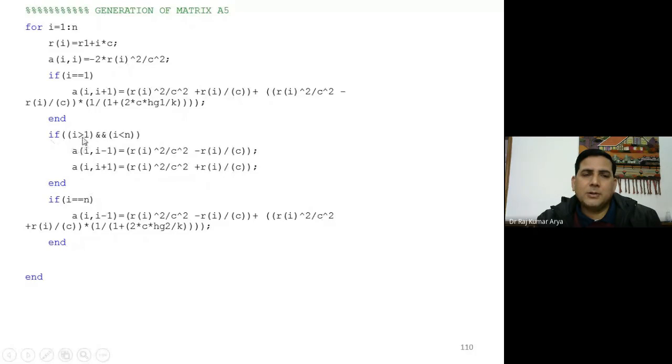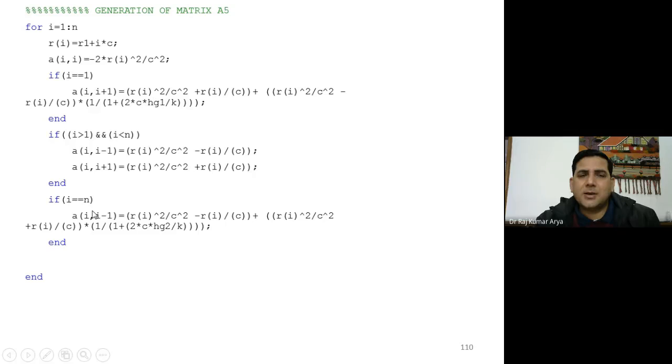Then from i equal to 2 to n minus 1, you are putting your left diagonal. This is your right diagonal one. After that, you went to the last row. For the last row, this is the expression. You are calculating only the second last element of your last row because the main diagonal is already calculated. So this is your second diagonal one.